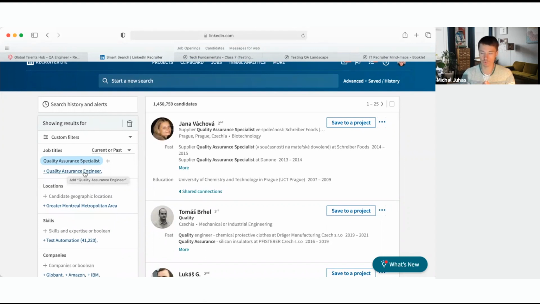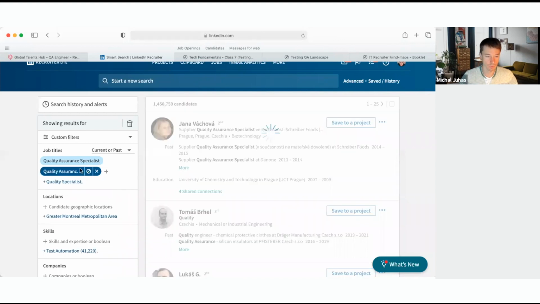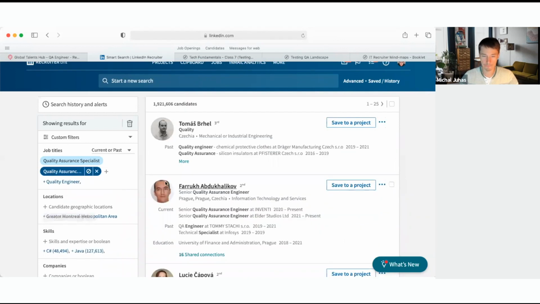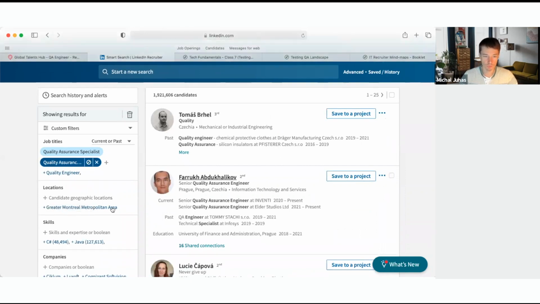Now the question is, what's the difference between a specialist and an engineer? Some people see a difference, some people don't. Some people say an engineer is someone who has a graduate degree, but some people just use it as they want. So in any case, I will just add it here. So we see Tomasz, Faruk.